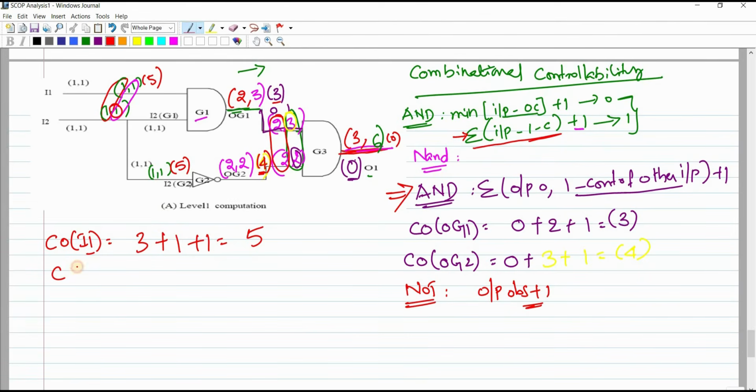Okay, so next one, combinational observability of I2. That means output controllability. Controllability for this Z1 is 3. 3 plus 1 controllability of other input. 1 controllability of other input means I1. I1 1 controllability is 1 plus 1, according to the formula 5. Here also we can get observability is 5. But if you want to calculate observability, I will move from back to front. So in this way I can find out the combinational controllability and observability for a particular circuit.